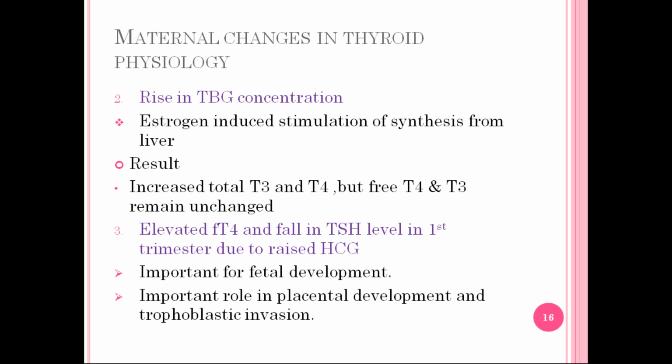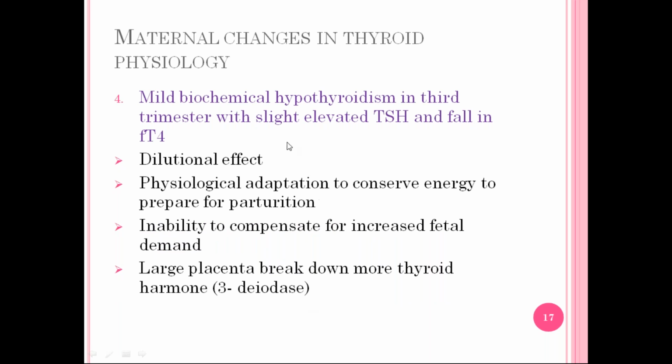So in the first trimester, up to 12 weeks, with a peak at about 10 weeks, your TSH will be less. This is very important because it is important for fetal development, and plays a role in placental development and trophoblastic invasion. Here there is biochemical hypothyroidism in the third trimester, with slightly elevated TSH and fallen free T4.